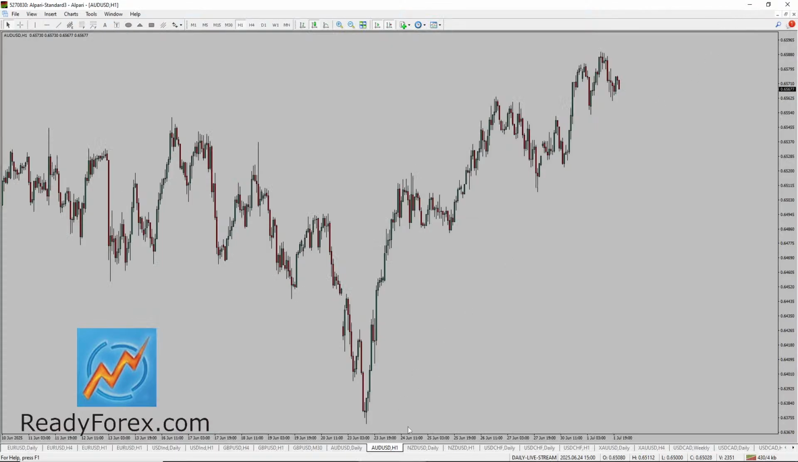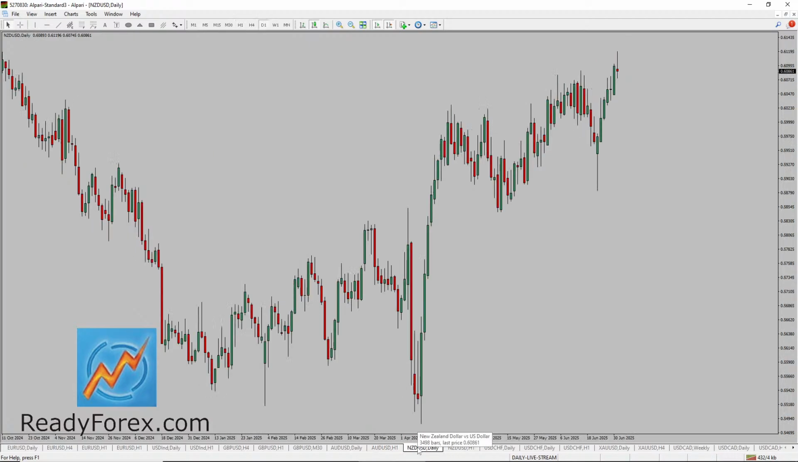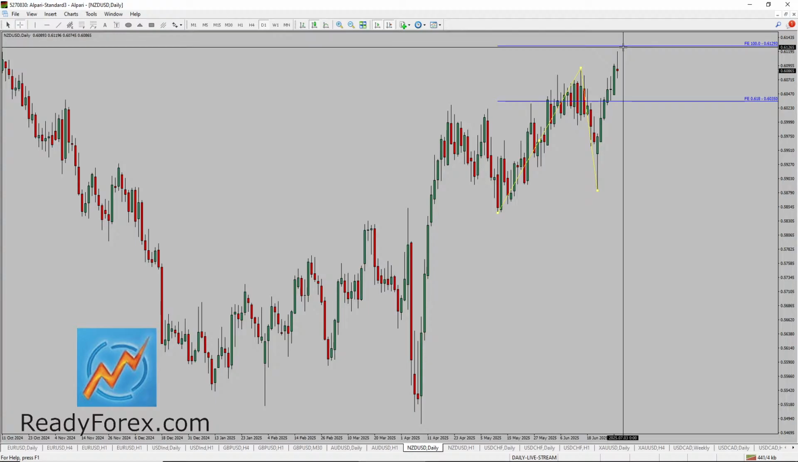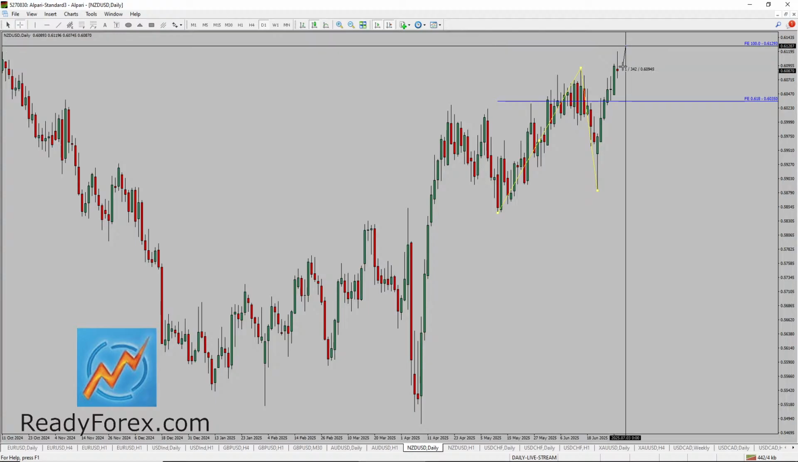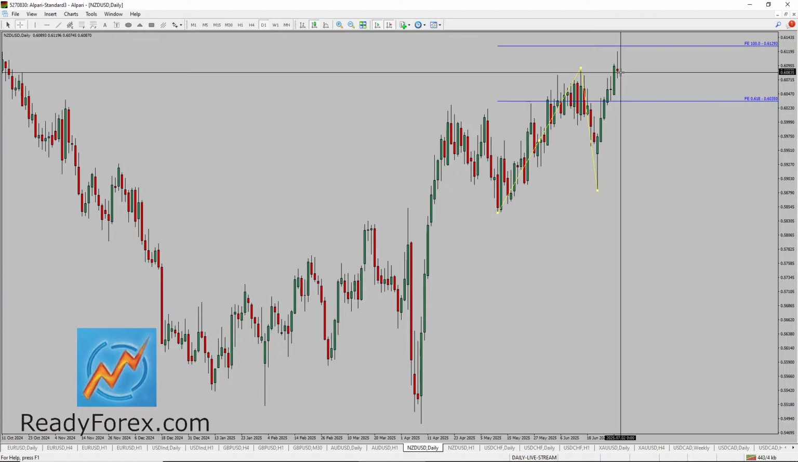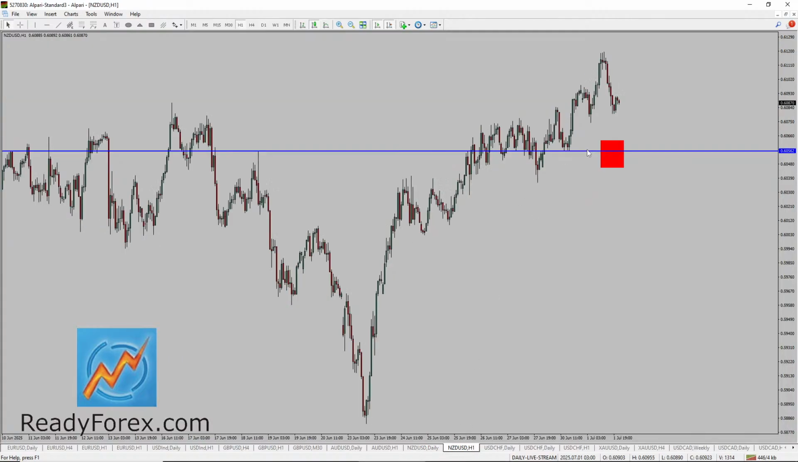Okay. Next, let us take a look at New Zealand dollar versus United States dollar currency pair, daily time frame. Now, inside NZDUSD currency pair, if you draw this Fibonacci expansion tool, market just missed the high, the 0.6129 level. It just missed it. So the way I see, market is probably going to rise up more. Okay. Forecast is bullish inside NZDUSD currency pair.